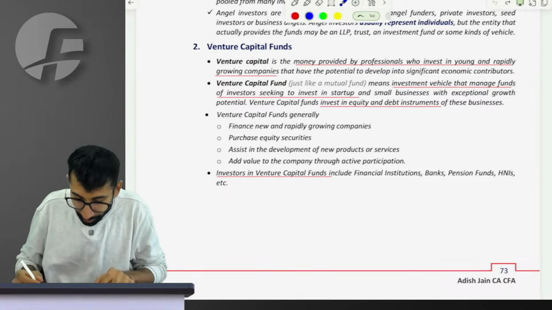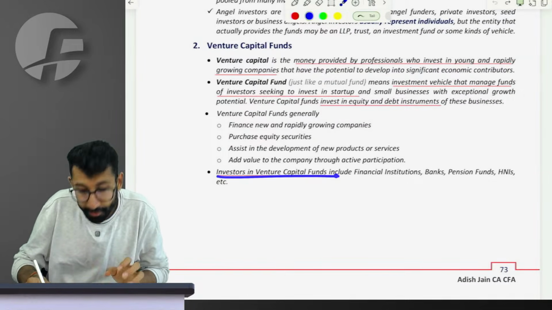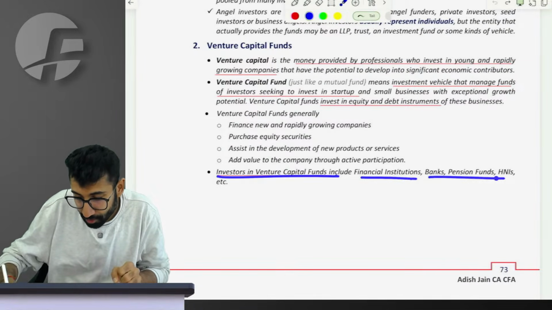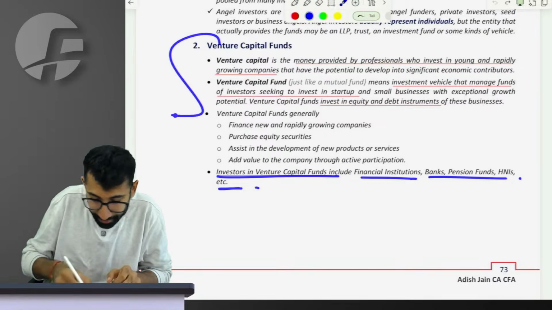Everyone in the class, who are the investors in the venture capital fund? Financial institutions, banks, pension funds, HNIs, etc.